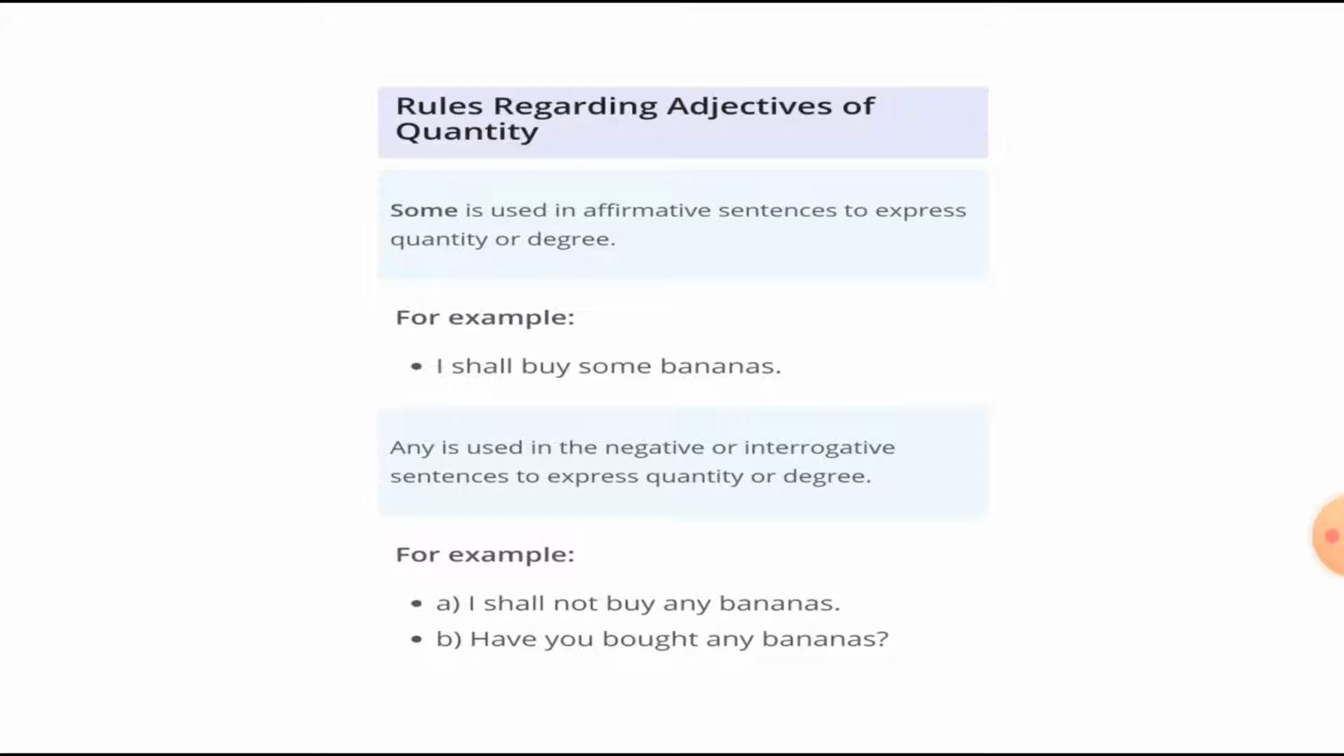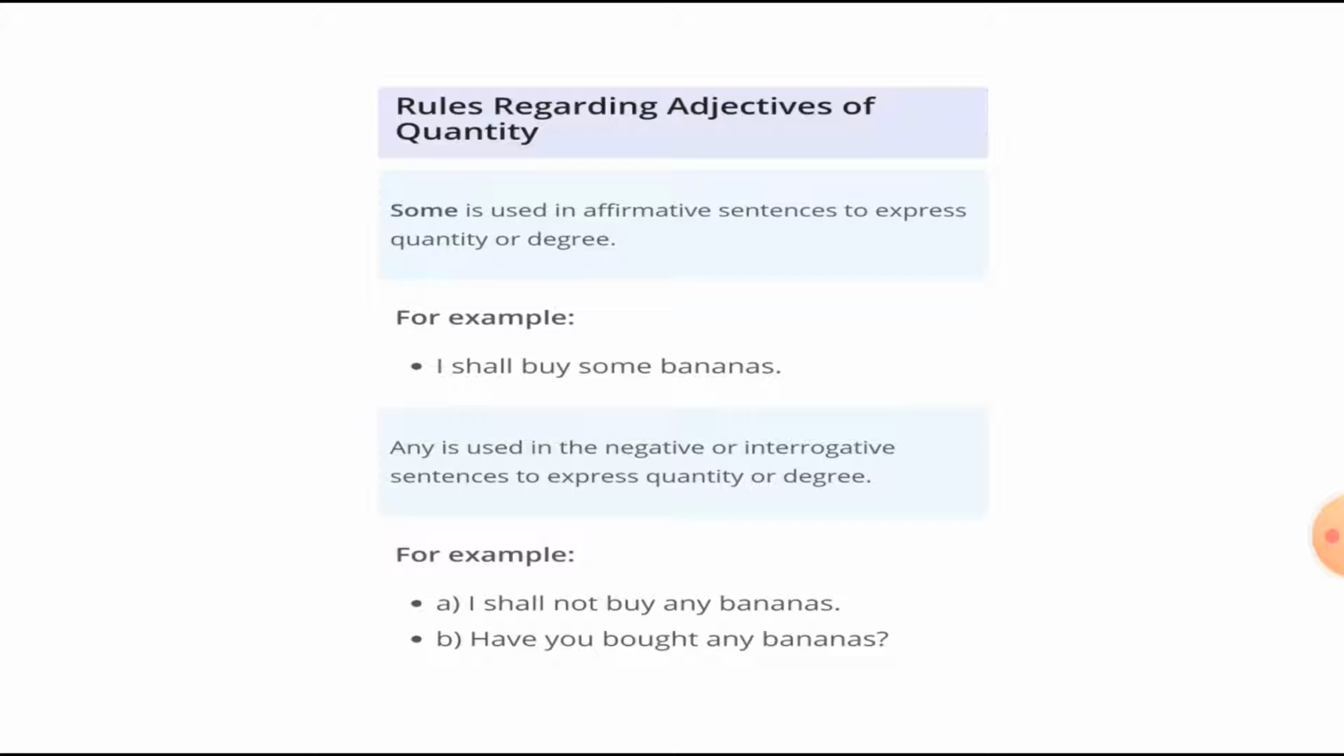Rules regarding adjectives of quantity. Some is used in affirmative sentences to express quantity or degree. For example, I shall buy some banana. Any is used in the negative or interrogative sentences to express quantity or degree. For example, I shall not buy any banana. Have you bought any bananas? You can see that some is used in the positive or affirmative sentences.